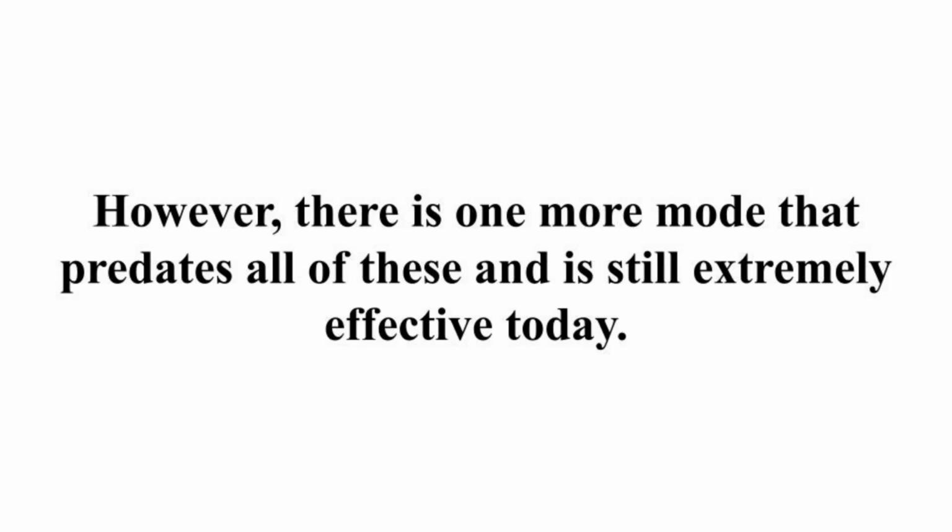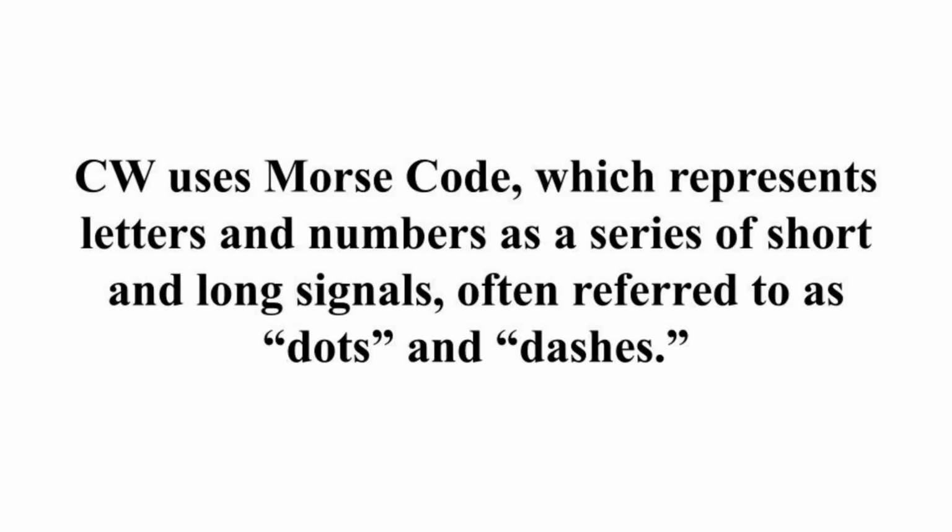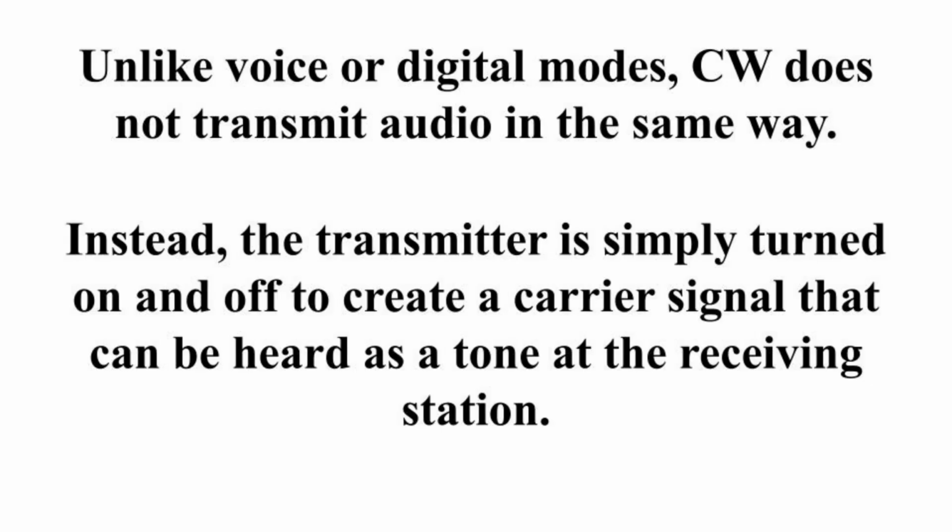However, there is one more mode that predates all of these and is still extremely effective today. Continuous wave, commonly called CW, is one of the oldest radio communication methods still in use today. CW uses Morse code, which represents letters and numbers as a series of short and long signals, often referred to as dots and dashes. Unlike voice or digital modes, CW does not transmit audio in the same way. Instead, the transmitter is simply turned on and off to create a carrier signal that can be heard as a tone at the receiving station.